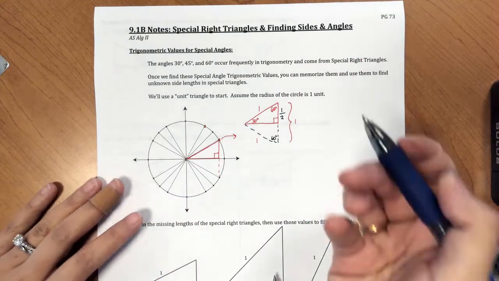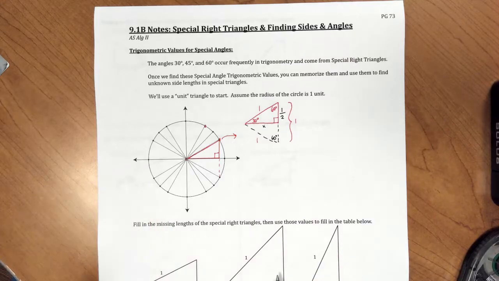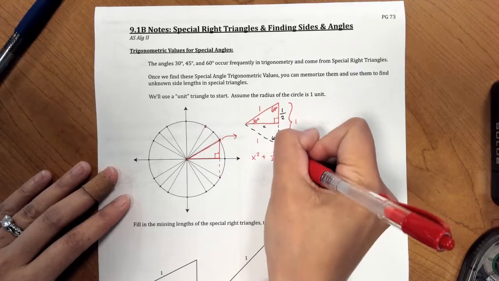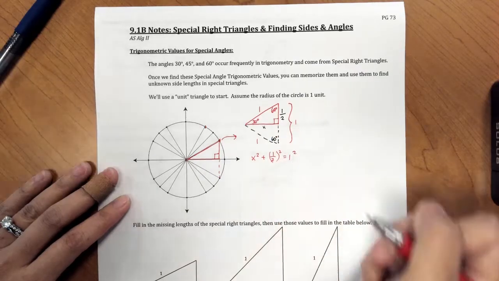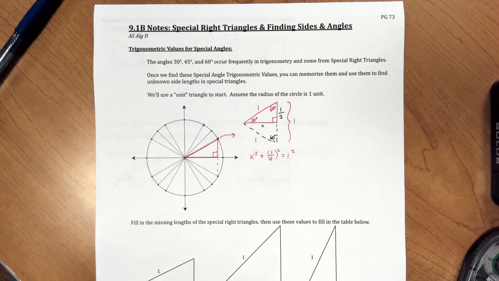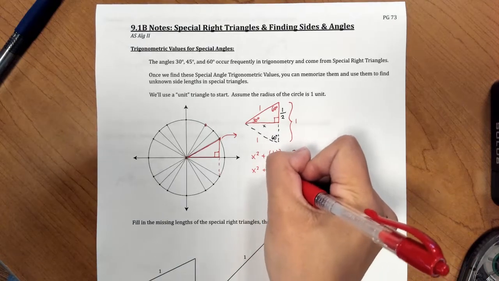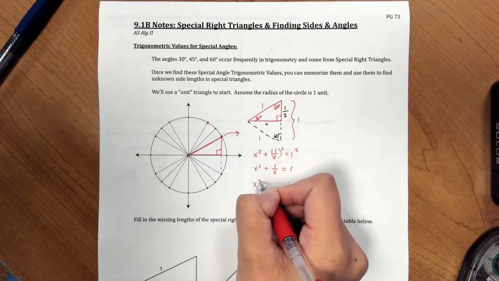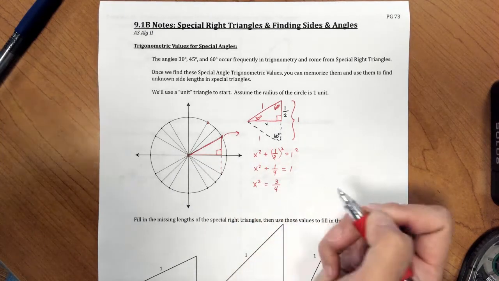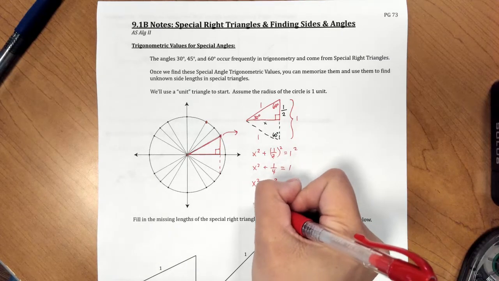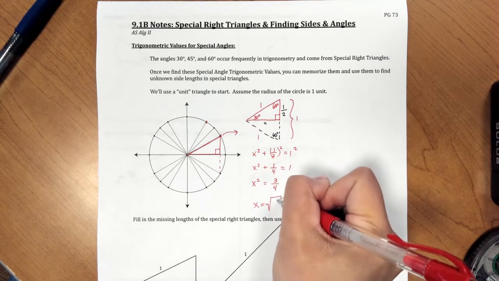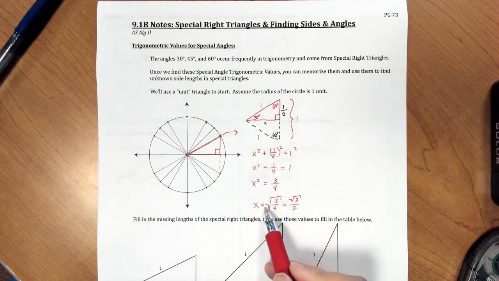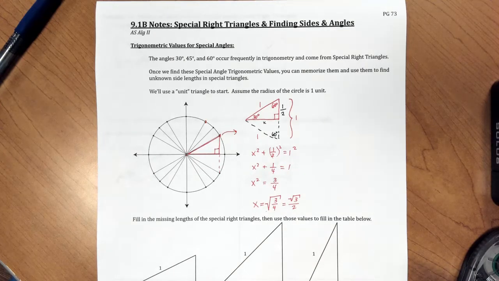Once I have two side lengths, I can use the Pythagorean theorem, x squared plus 1/2 squared equals 1 squared, to solve for x, which is our last side. So now I have x squared plus 1 over 4 equals 1. Subtract a fourth on both sides. We take the square root of that, which is the square root of 3 over 4, which is just root 3 over 2, because it's the square root of 3 over the square root of 4. Okay?